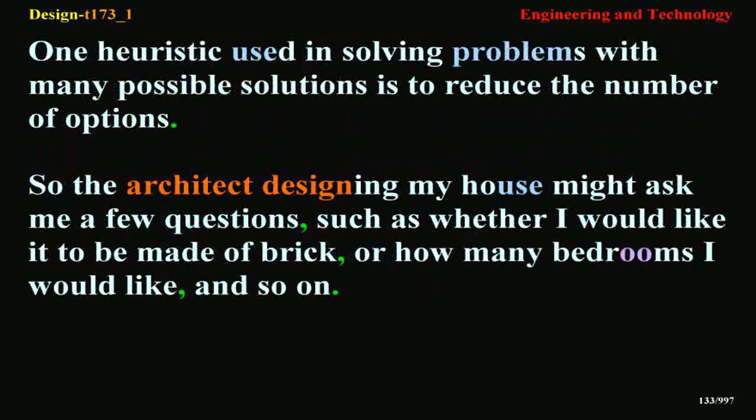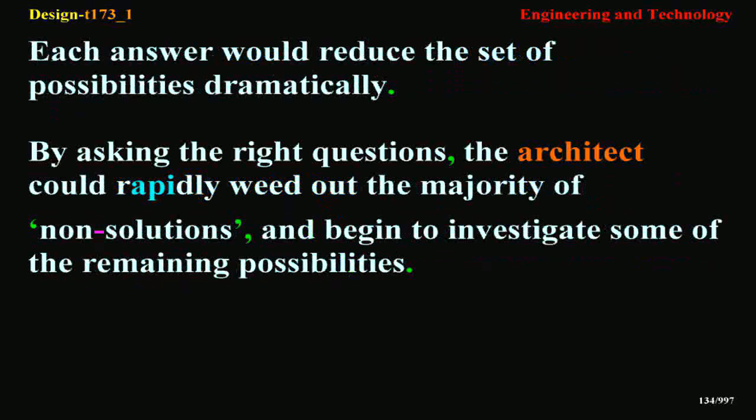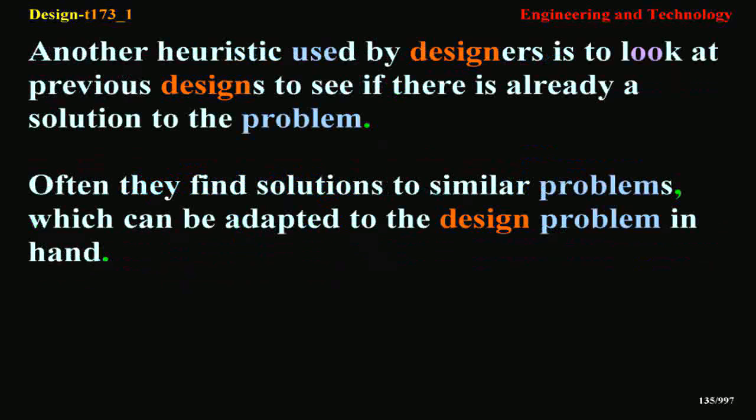One heuristic used in solving problems with many possible solutions is to reduce the number of options. So the architect designing my house might ask me a few questions, such as whether I would like it to be made of brick, or how many bedrooms I would like, and so on. Each answer would reduce the set of possibilities dramatically. By asking the right questions, the architect could rapidly weed out the majority of non-solutions, and begin to investigate some of the remaining possibilities. Another heuristic used by designers is to look at previous designs to see if there is already a solution to the problem. Often they find solutions to similar problems, which can be adapted to the design problem in hand.